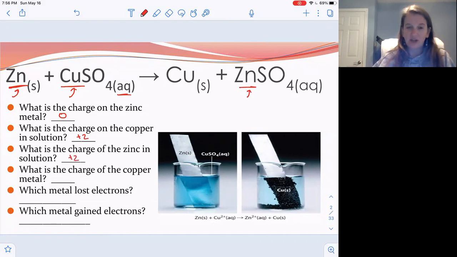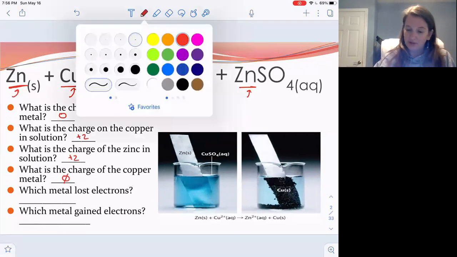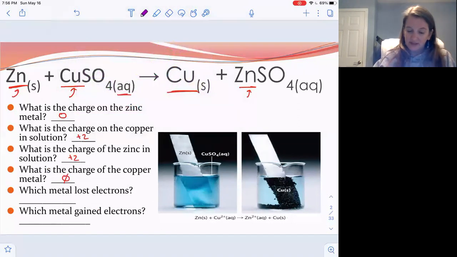And then what's the charge of the copper metal? Again, here's our copper metal, and as we see, it's a neutral atom, so it's going to be 0. Now it's asking us which metal lost electrons. We can see that the zinc went from a charge of 0 to a charge of +2. It got more positive, so it had to have lost electrons.